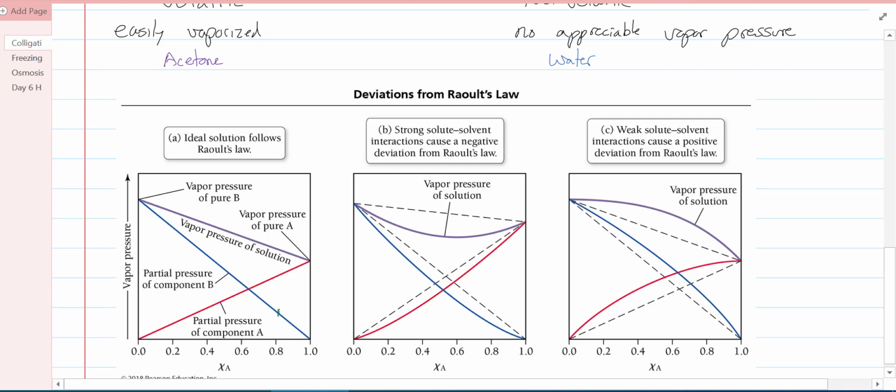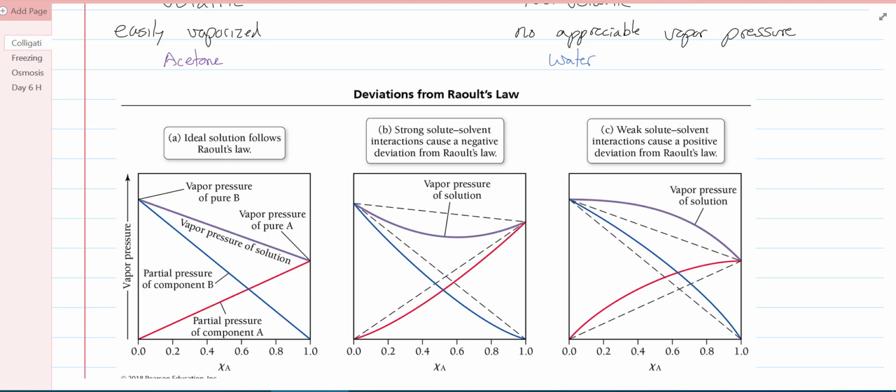That's how this chart's working. And so ideally, no matter what the mixture is, it's going to be whatever A and B's vapor pressures are. You combine them, and there you go. Now, what actually happens?